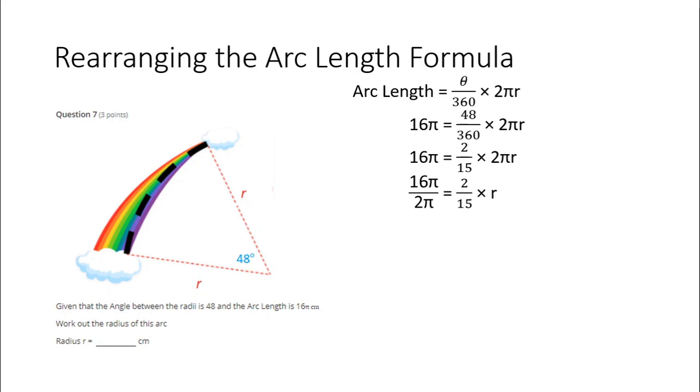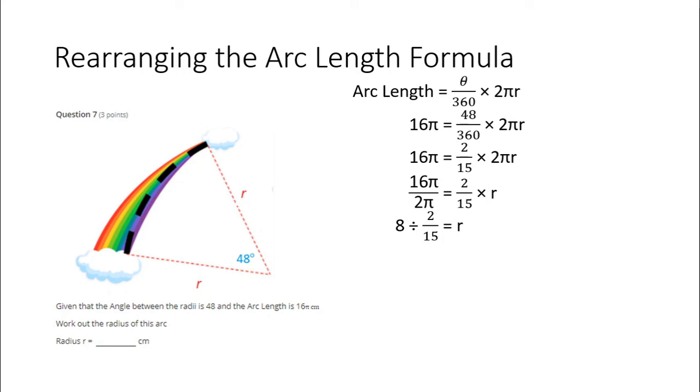The nice thing about that is if I divide both top and bottom by pi, the pi's cancel out of this fraction. And even better, if I divide 16 pi by 2 pi, it gives me a nice whole number of 8. Now to get the r on its own, it was being multiplied by 2 over 15. So opposite of multiply, I'll divide it to the other side. And you can calculate this directly.